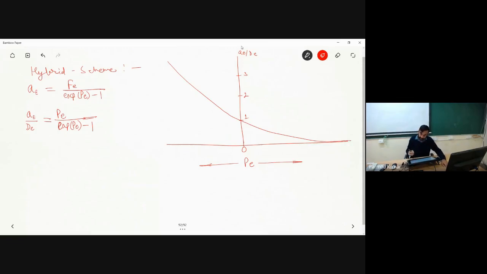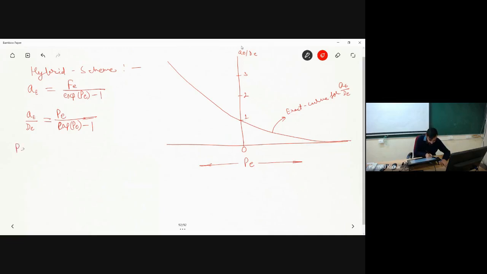Is this point clear? So this is nothing but my exact curve for AE by DE. Clear? So from here, now let us try to find out different limiting values for AE by DE.